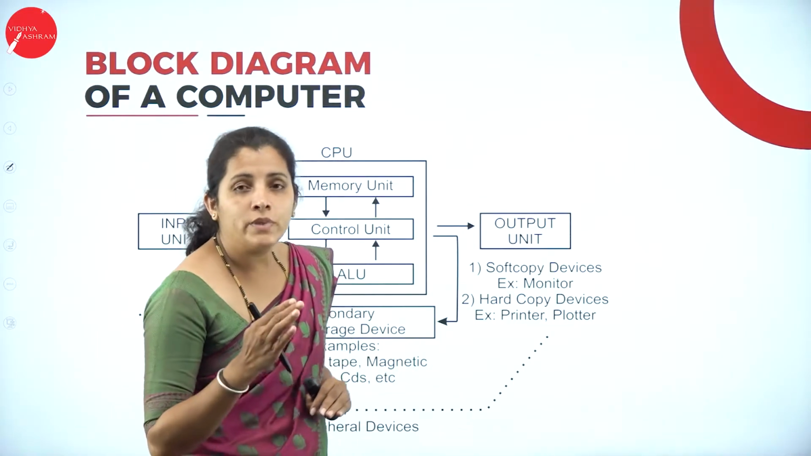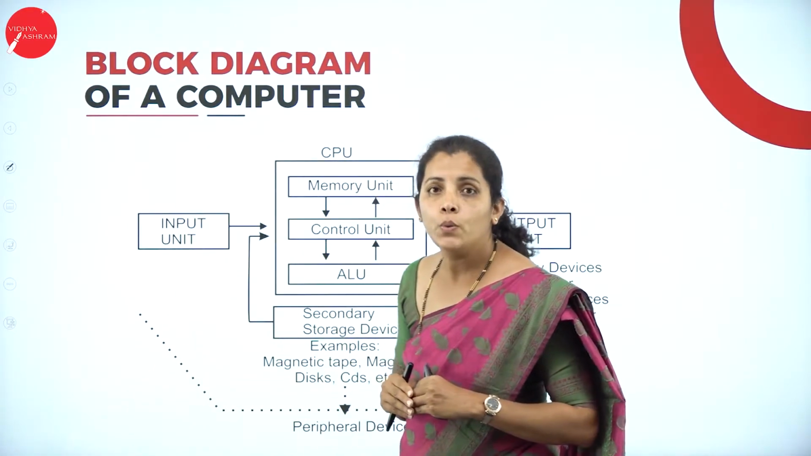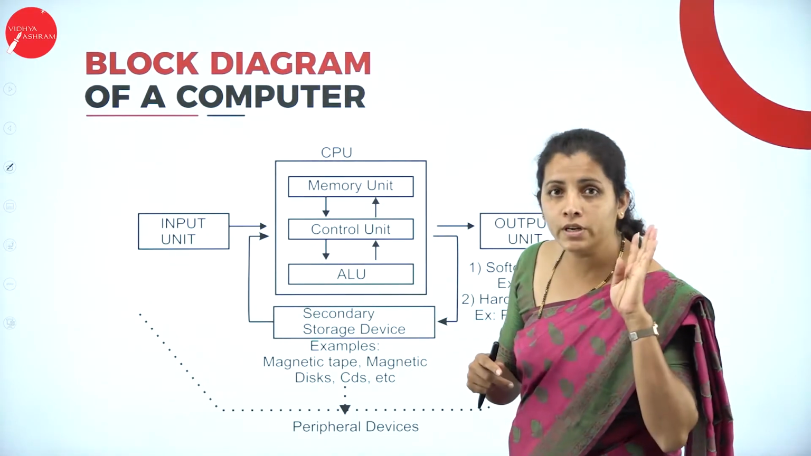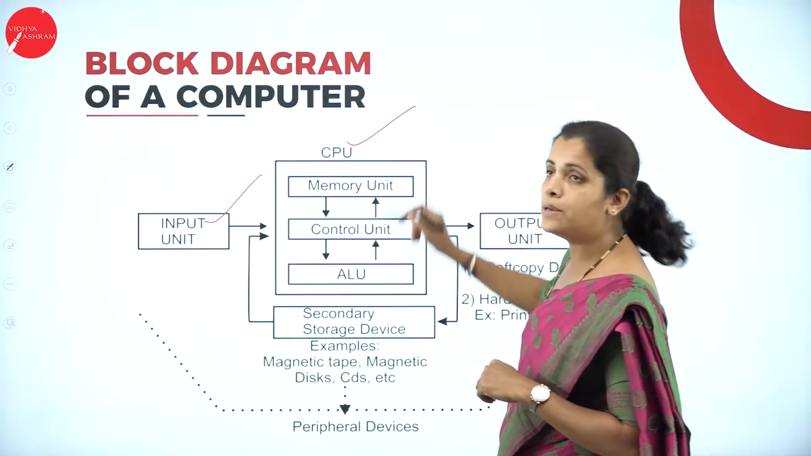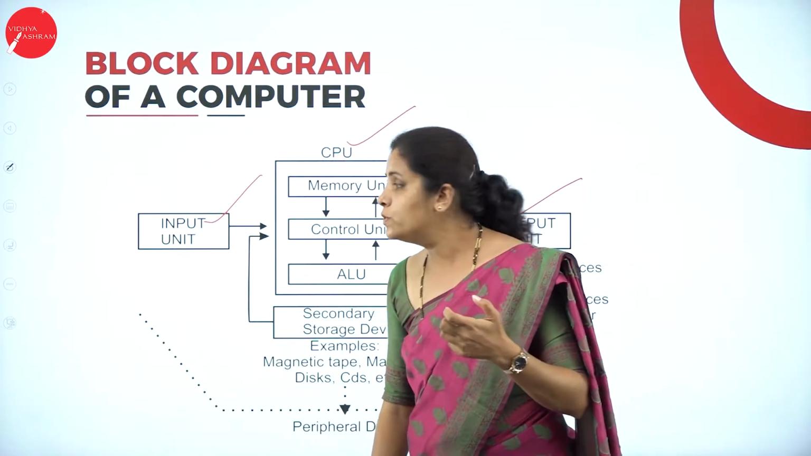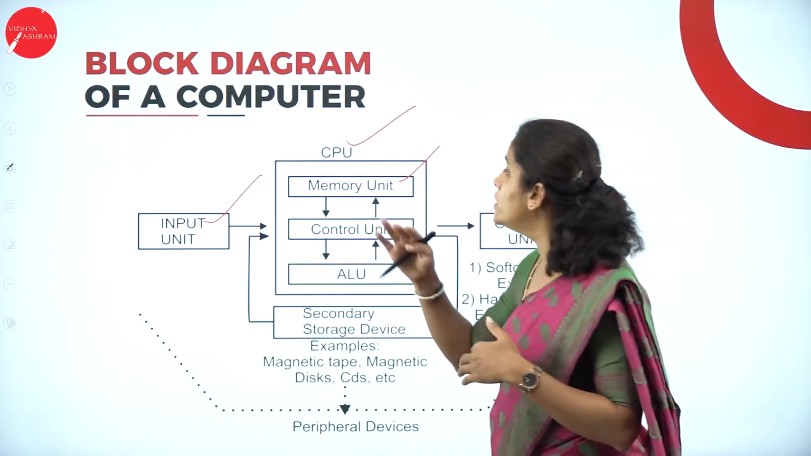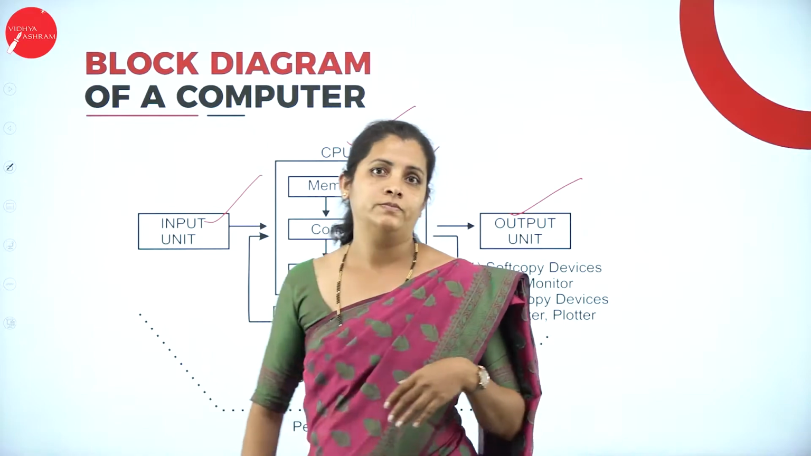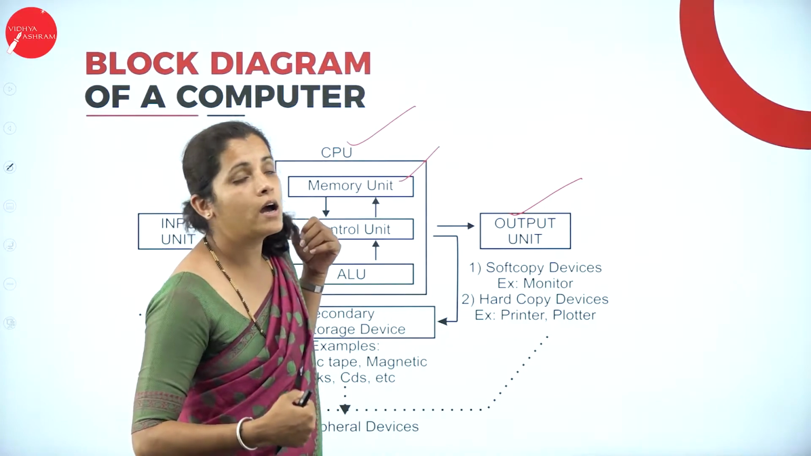Dear students, from the examination point of view, the block diagram of a computer is very important. So what are the units of a computer? A computer includes 4 different units. The first one is input, then CPU, then output, then memory units. What is input? Input from the user through keyboard or mouse. An example for an input unit or input device is keyboard or mouse.